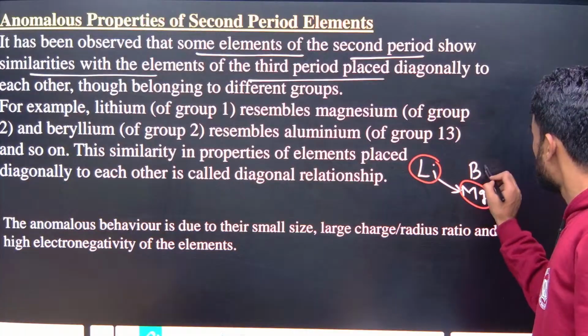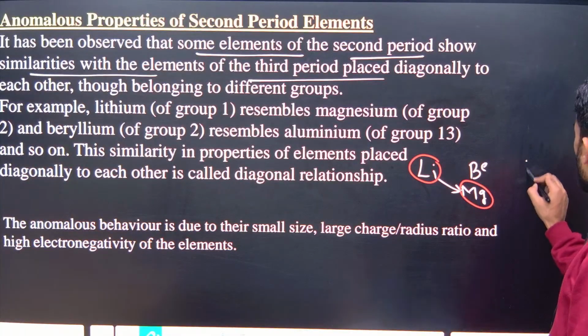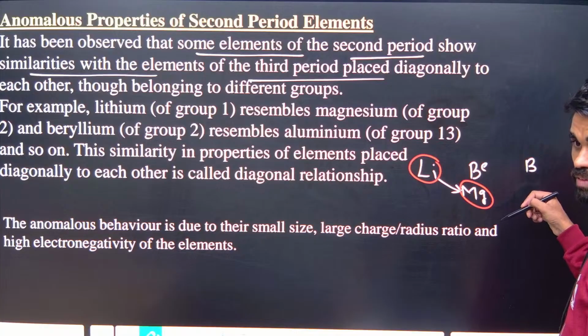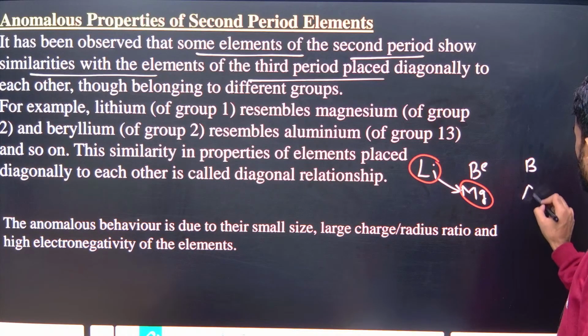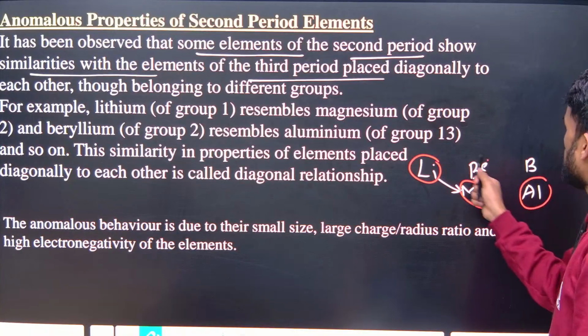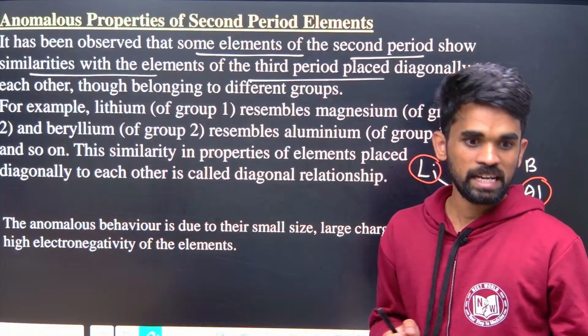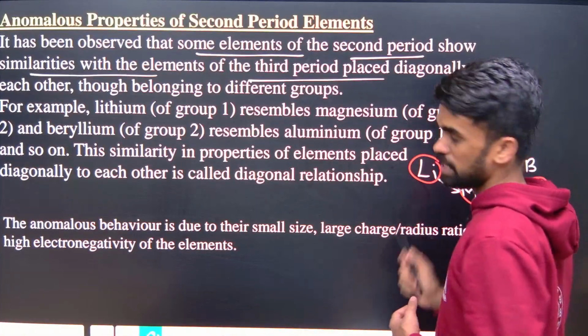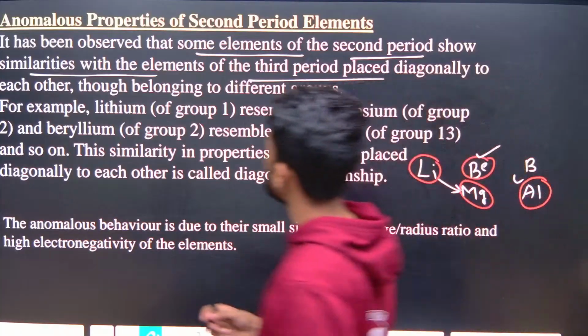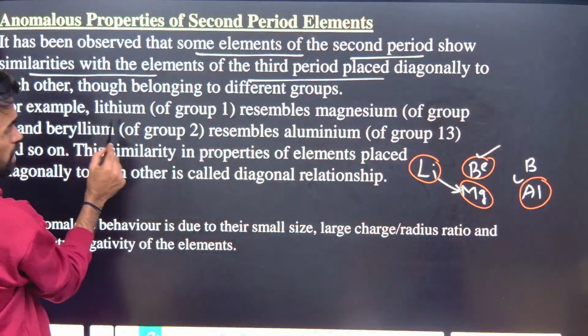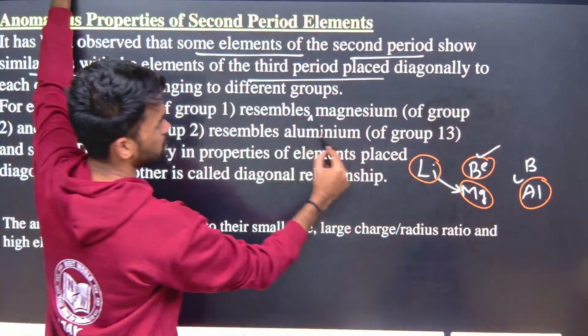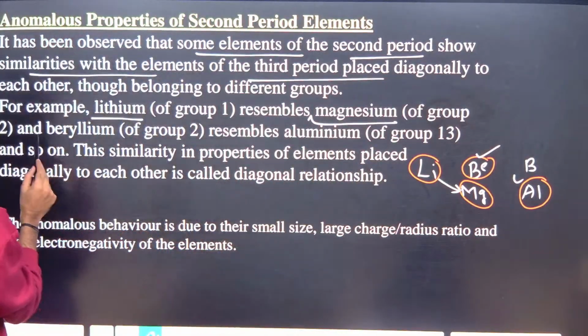Here we have beryllium. After this, what we have? Boron family. Boron. After that, aluminium. So if I take beryllium carbide and aluminium carbide and hydrolyze them, we will get methane gas. Both will give methane gas. So this kind of similarity. Examples: lithium resembles magnesium, just remember this. Beryllium resembles aluminium, I have mentioned there. Like this, you just remember this.